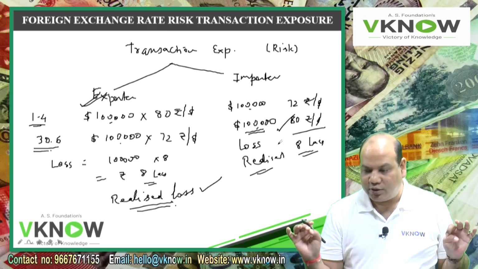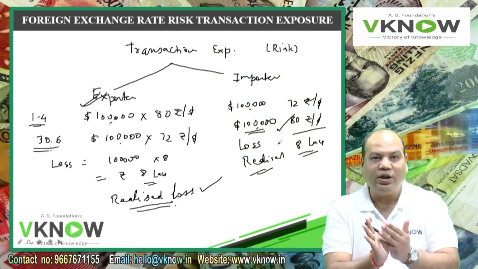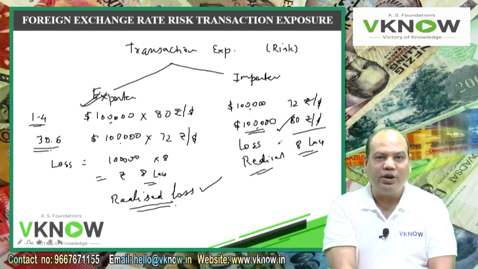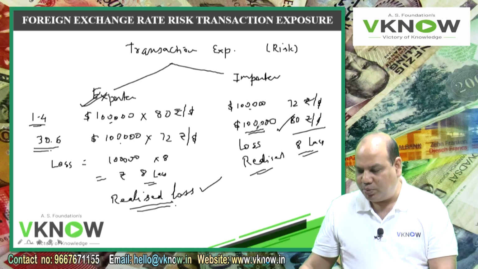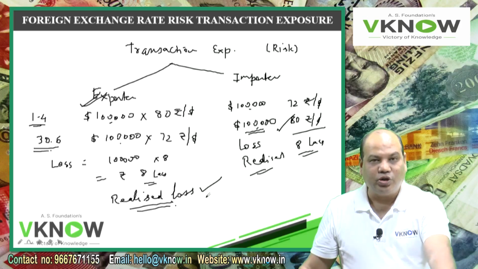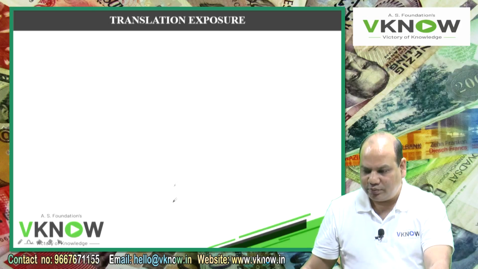Now you'll understand transaction exposure means a transaction may be settled at a different rate than the rate at which it was entered into. And why it is a big risk? Because it's a realized loss. Now the loss has been booked. Nothing can be done about it.